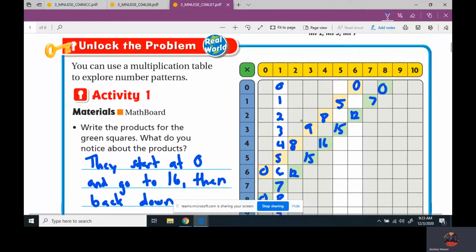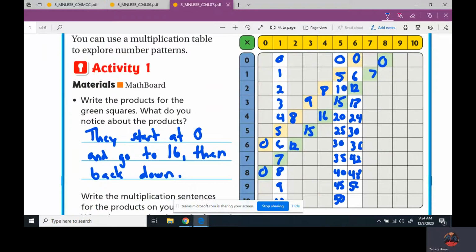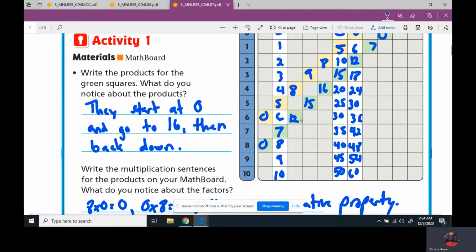Now we're going to do 5s. 5 times 0 is 0. 5, 10, 15, 20, 25, 30, 35, 40, 45, 50, right? And then 6s is 0, 6, 12, 18, 24, 30, 36, 42, 48, 54, and 60. And if we would do 10s across, we would still get 0, 10, 20, 30, 40, 50, 60, 70, 80, 90, 100.